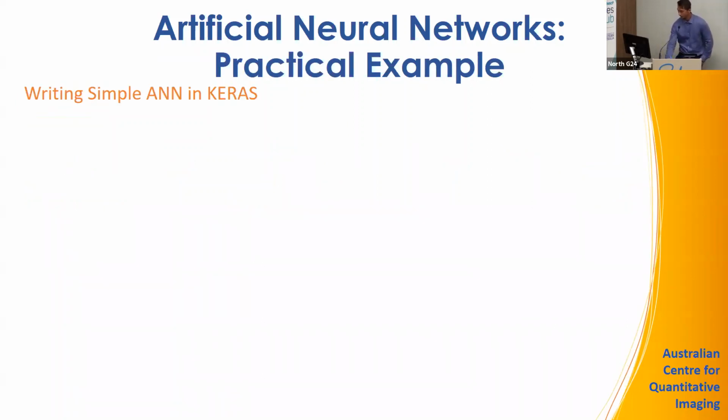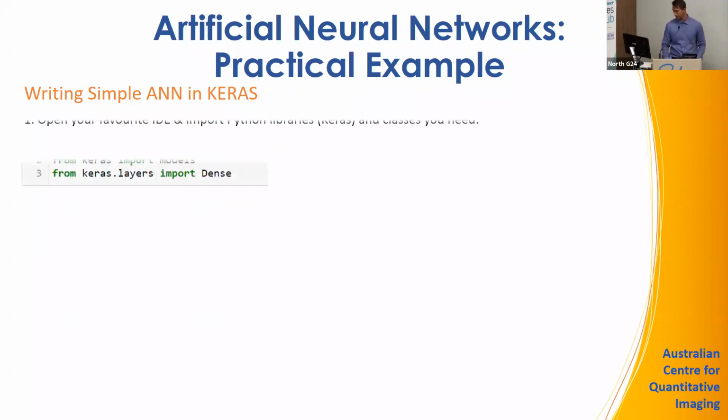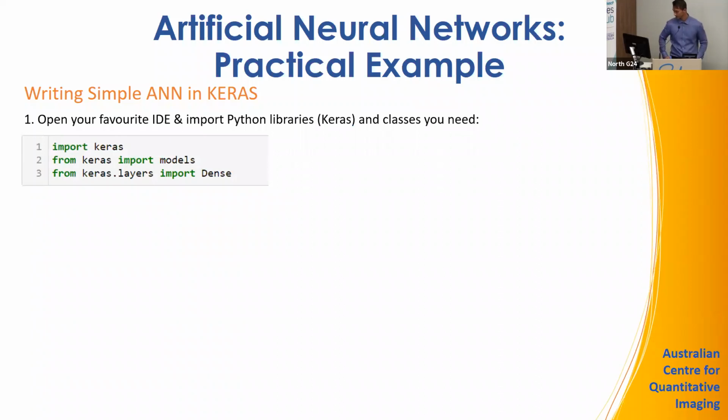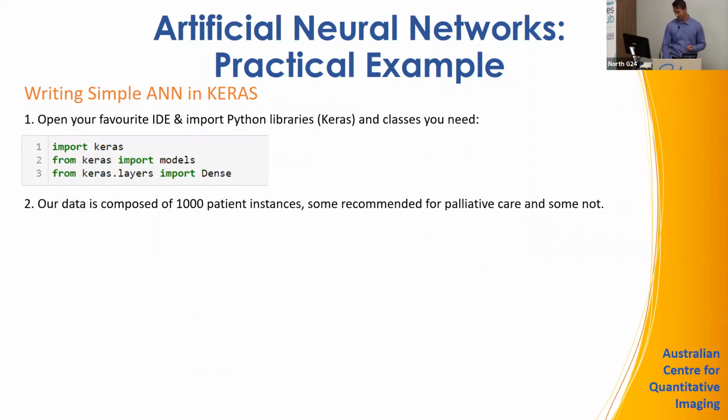So I want to run through a very quick practical example of how to implement an artificial neural network in Keras. This has been simplified as much as possible. First, you'd open up your favorite IDE and import the Keras libraries. We would import Keras, and then from Keras, we would import the classes we would need. For this particular example, we would import the models class and also the dense class, which we'd be using to build our artificial neural network.